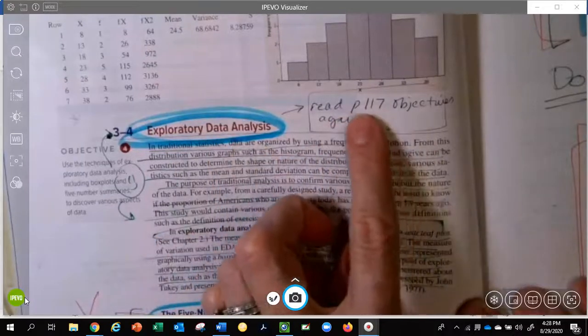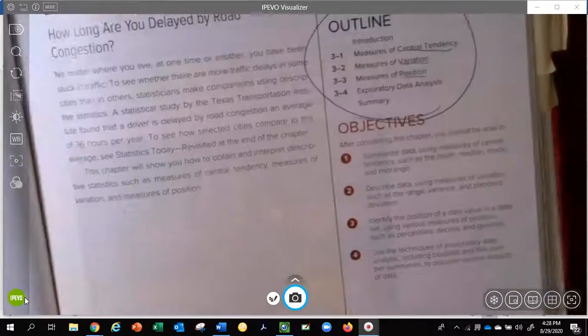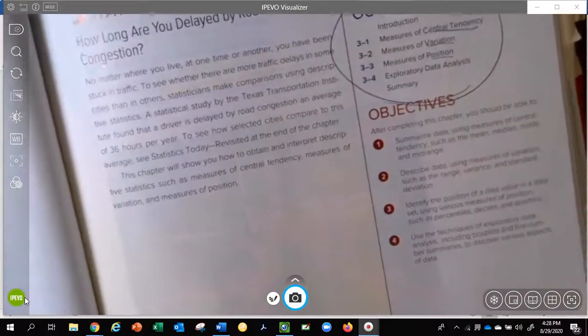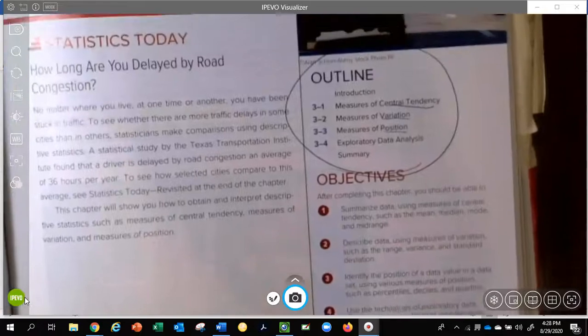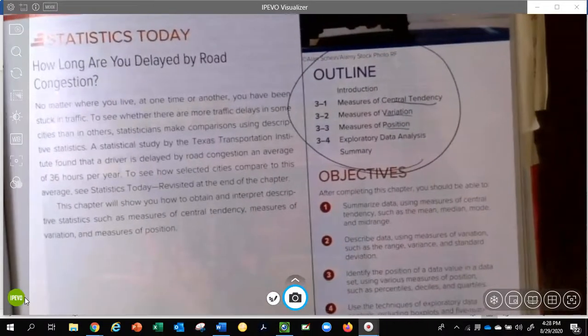We are finishing up Chapter 3. We are in Section 4. I'm about midway down on page 176, and you see the words Exploratory Data Analysis. And I want us to go back to page 117 and read the objectives where we started a few days ago. And here are the objectives for Chapter 3.